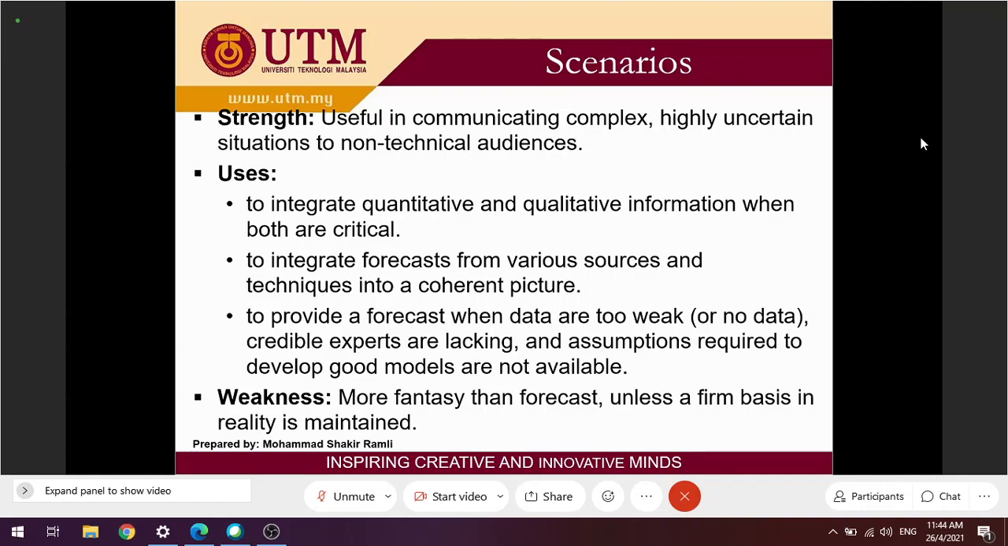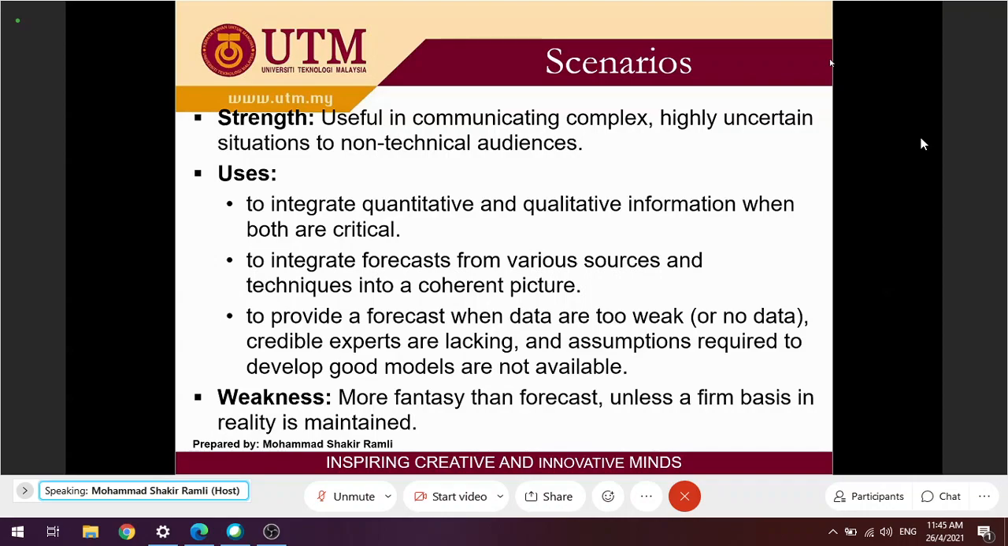Use of technique to integrate quantitative and qualitative information when both are critical, especially in a situation when we want to have both qualitative and quantitative in our forecast result. So scenario is the best technique that can integrate quantitative and qualitative information, both in one result.